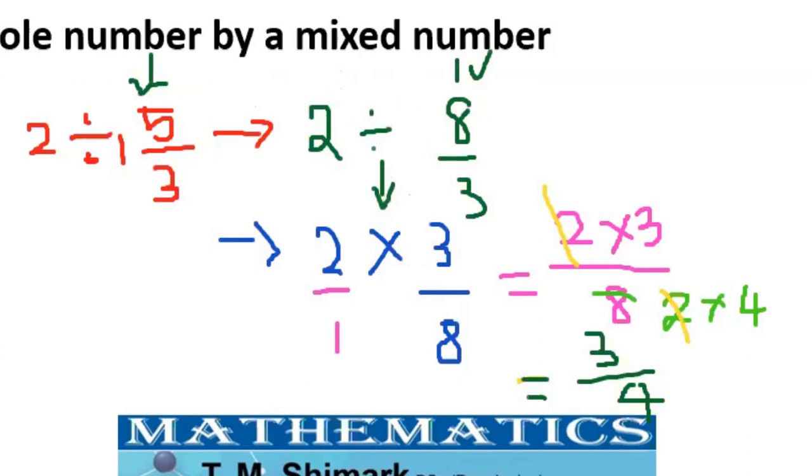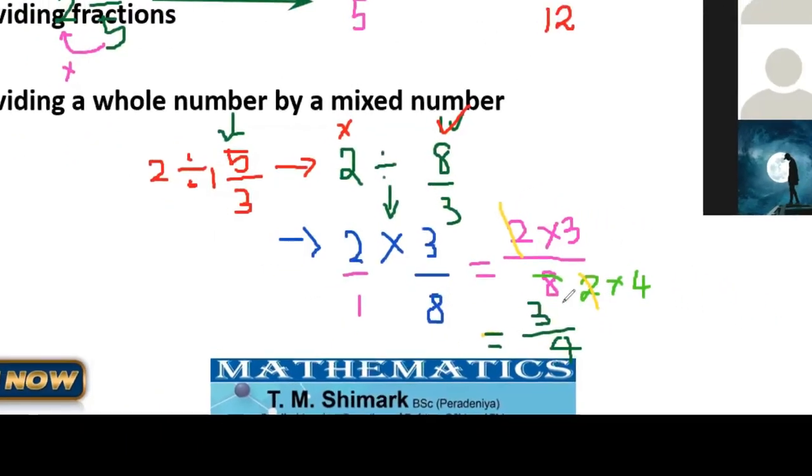First number we don't change. This guy will not change, he will stay as it is. Only this guy will change. The second number will change. First number will not change, he will stay as it is. So then multiplication and then solving.